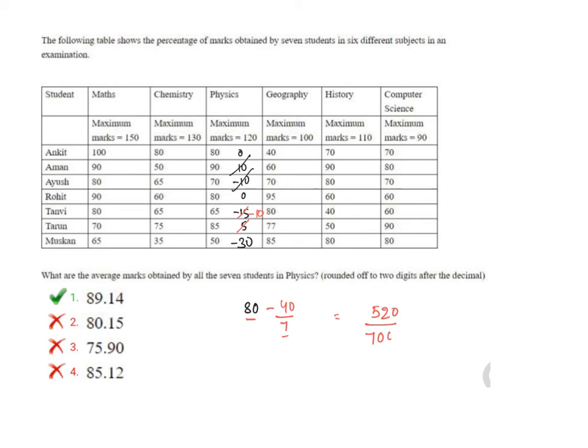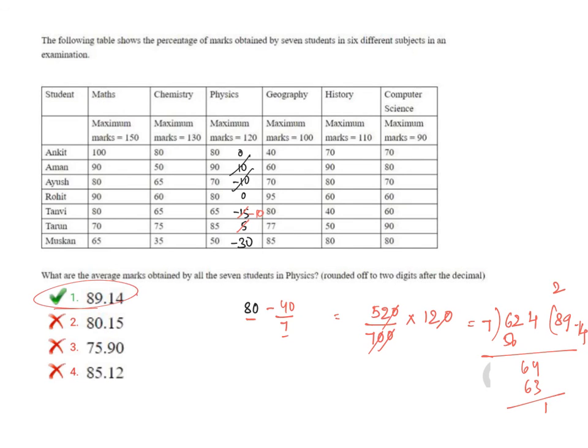So 520 by 700 of 120 marks, which is the total maximum marks. The zeros cancel. So 12 into 52, 12 2s are 24, 12 5s are 60. Therefore 624 you have to divide by 7. 7 8s are 56, then again you have 64, 7 9s are 63. Then you are left with 1. 1 by 7 you know, 1, 1, 4. So 89.14 is your answer. So first find out the average percentage, then find out what percent of 120 it is.